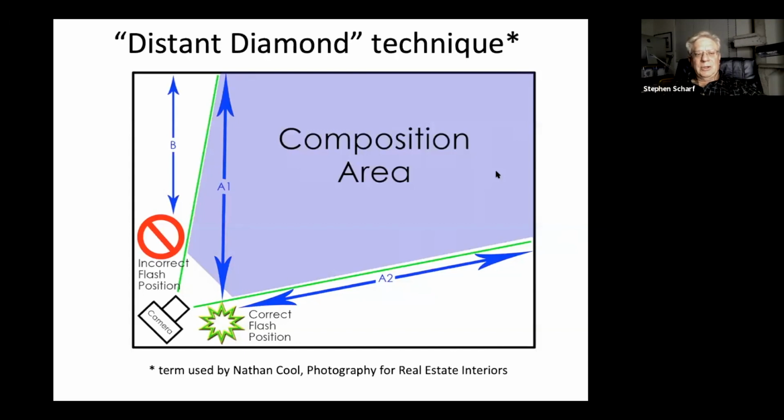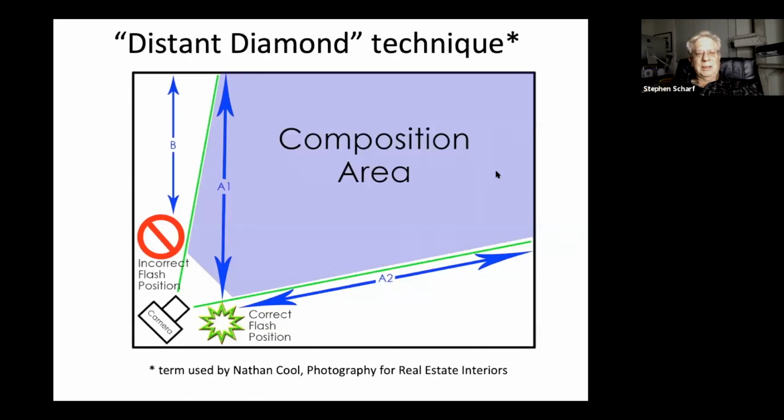If you have the flash over there on the left, you're going to have a shorter distance between that flash and the back wall, and that's going to mean the back wall is going to be quite a bit brighter than the side wall, and so you don't really want your flash in that position. Sometimes you have to do it, but that's not recommended.